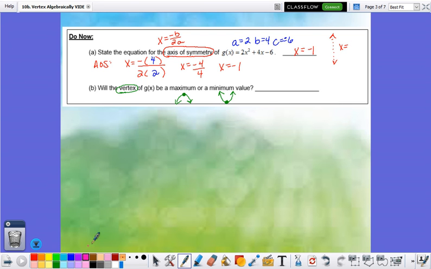Remember, we can determine this by looking at our a value. A we have listed as a positive 2, meaning a is greater than 0 or positive. And anytime we have a positive a value, our quadratic is always U-shaped, so we end up with our vertex as a minimum.